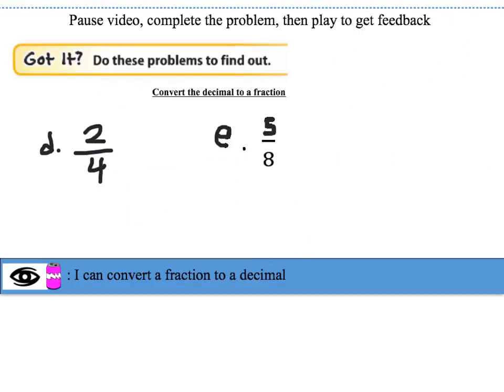So pause the video, complete these guided problems, and then play it back for some feedback. Now that you had some time to work on these problems, let's go over the answer. For letter D, 0.5 is the answer, and for letter E, the answer is 0.625.